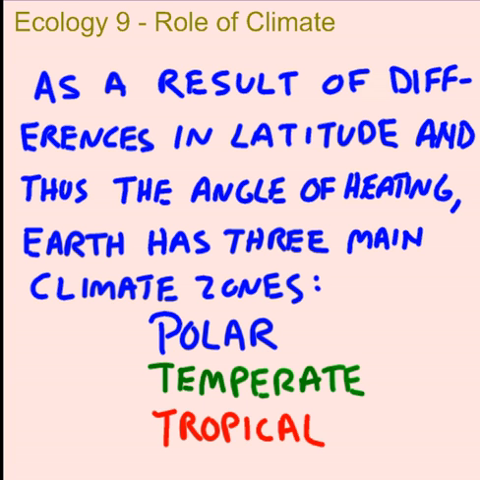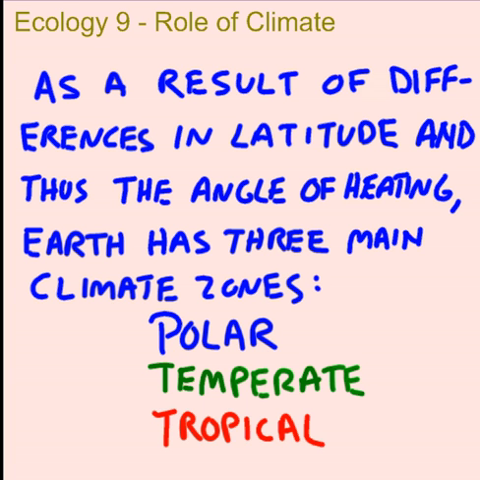As a result of differences in latitude and thus the angle of heating, Earth has three main climate zones: polar, temperate, and tropical. The polar zones are cold areas where the sun's rays strike Earth at a very low angle. These zones are located in the areas around the north and south poles, between 66.5 degrees and 90 degrees north and south latitudes. The temperate zones sit between the polar zones and the tropics because temperate zones are more affected by the changing angle of the sun over the course of the year. The climate in these zones ranges from hot to cold depending on the season.